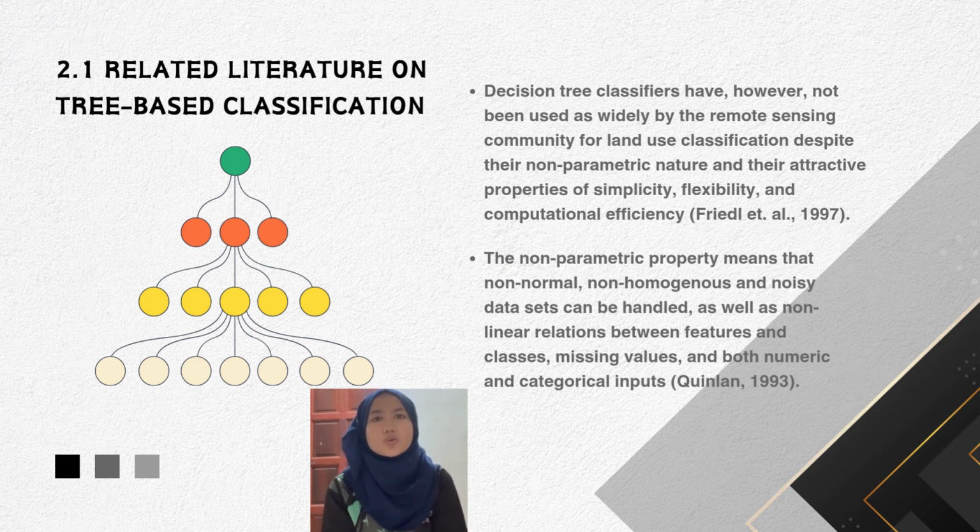Next, we go to chapter 2, literature review. Related literature on tree-based classification. Decision tree classifiers have however not been used as widely by the remote sensing community for land use classification despite their non-parametric nature and their attractive properties of simplicity, flexibility and computational efficiency. The non-parametric property means that non-homogeneous and noisy datasets can be handled, as well as non-linear relations between features and class, missing values and both numeric and categorical input.